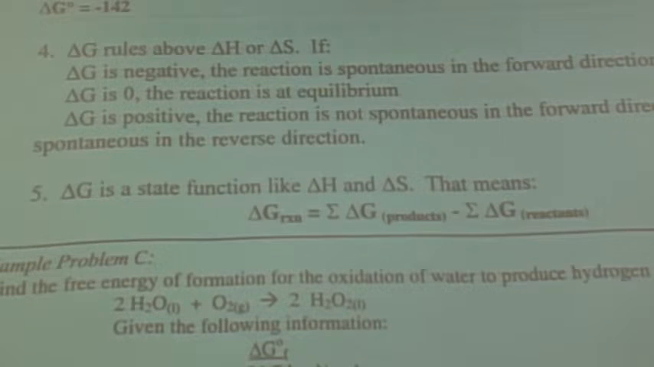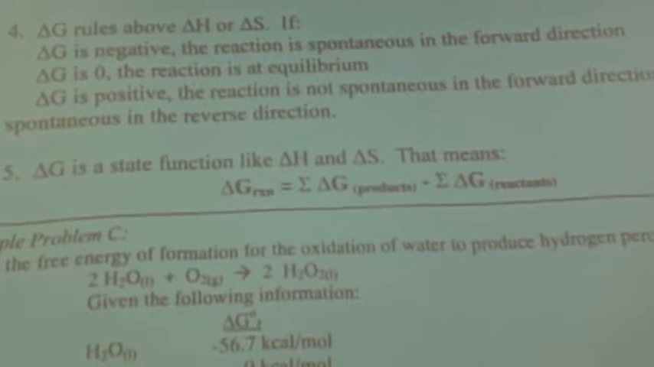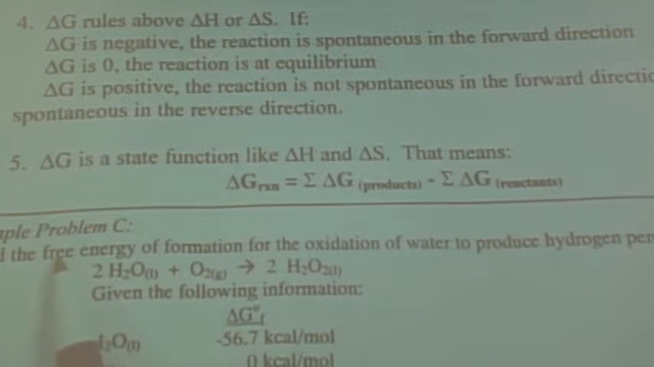Okay. It says find the free energy of formation, that is code for Gibbs free energy, for the oxidation of water to produce hydrogen peroxide. Water plus O2 yields 2H2O2, given the following information. Here are the standard Gibbs free energy of formation of H2O, oxygen, and H2O2.